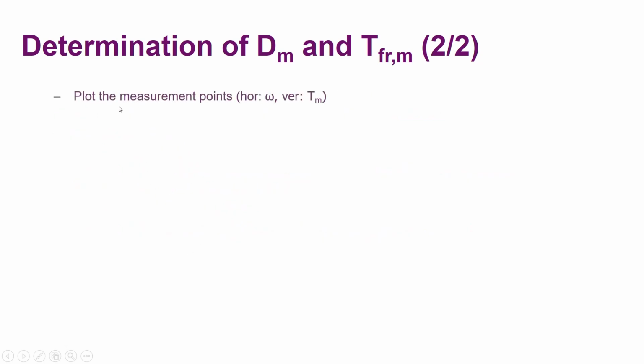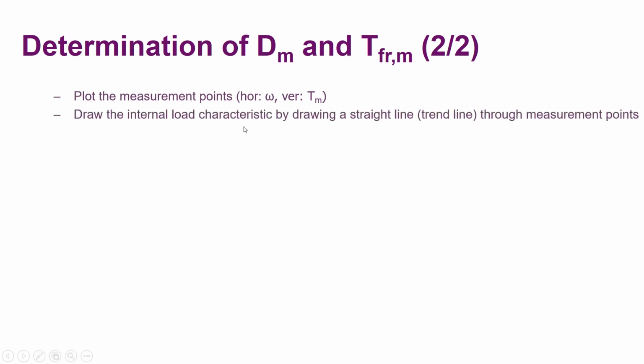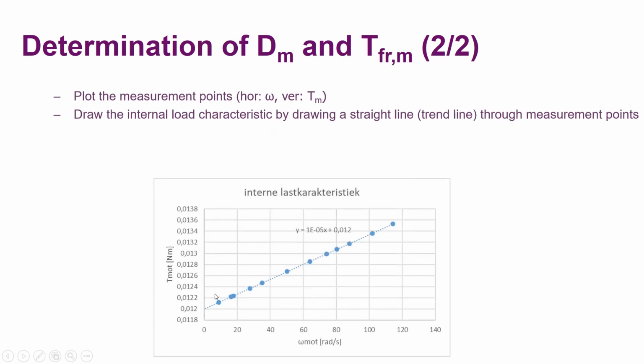Next, we plot these measurement points in a graph. On the horizontal axis we place omega, and on the vertical axis we place the motor torque Tm. We draw the internal load characteristic by drawing a straight line, or a trend line, through the measurement points. I did that over here. These are my measurement points, and here Excel has drawn a trend line.